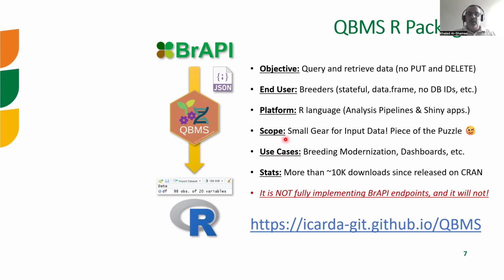The scope: we only focus in this QBMS R package on that one functionality. The analysis pipeline developer needs to query and retrieve the data from databases. This is the only task of this package. So there's nothing like doing a kind of simple analysis in the package itself. The package is just about querying and retrieving the data from the backend database.